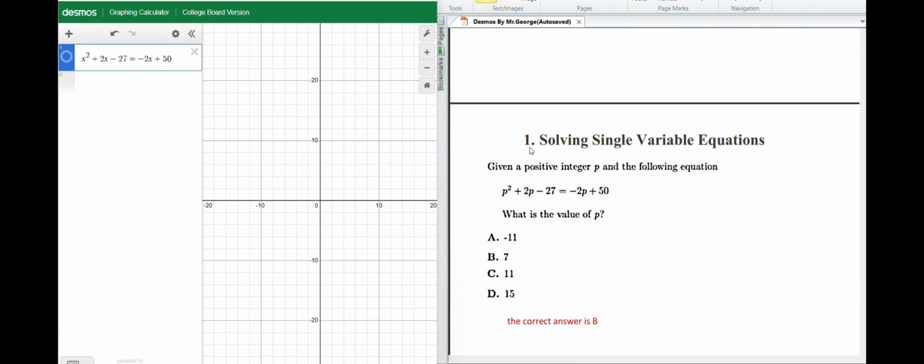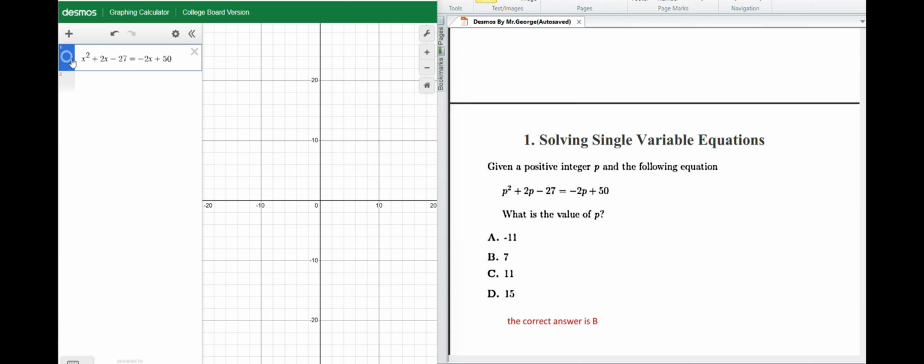Here is the first question, solving single variable equation, and we got this equation right here and it's asking for a positive integer p, the value of p that is going to satisfy the equation. Notice if it says positive value, that means there will be another value which is negative. All we have to do is we go to Desmos, type in the equation, and instead of p, use x over here. Why do we use x over here? To give us the two solutions, because if you use p, you will get only one solution.